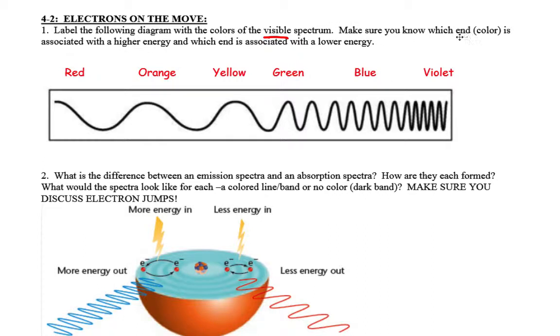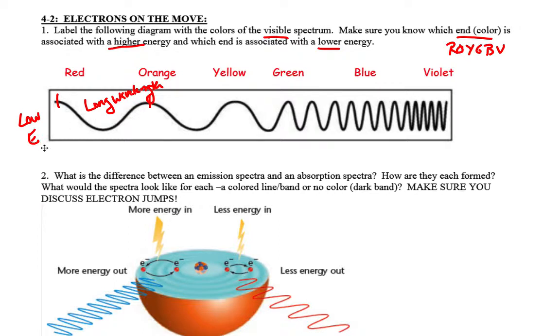So we need to know the different colors of the rainbow. You should remember Roy G. Biv: red, orange, yellow, green, blue, violet. And you should also know which side has more energy and which side has less energy. So here's a long wavelength, meaning there's a big distance between the top of one wave and the top of the next. This is a long wavelength. Long wavelength is associated with low energy.